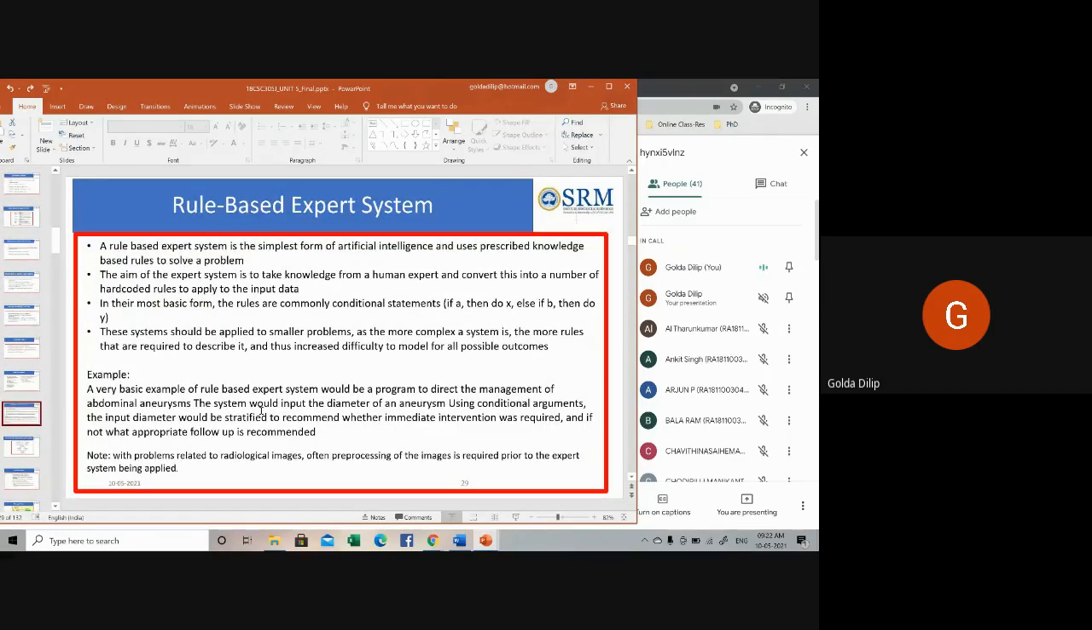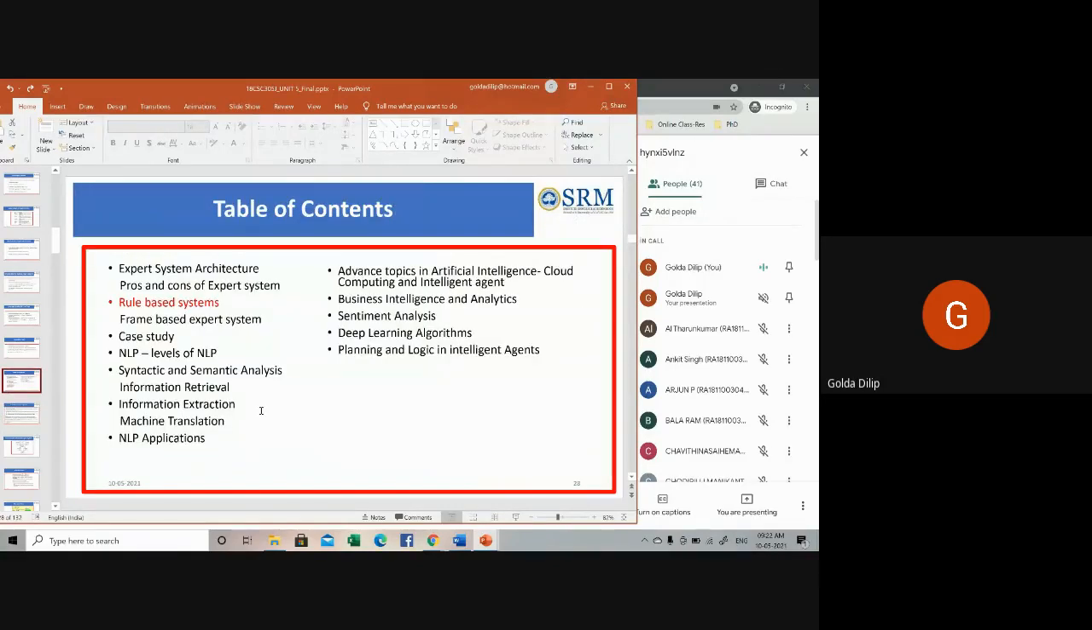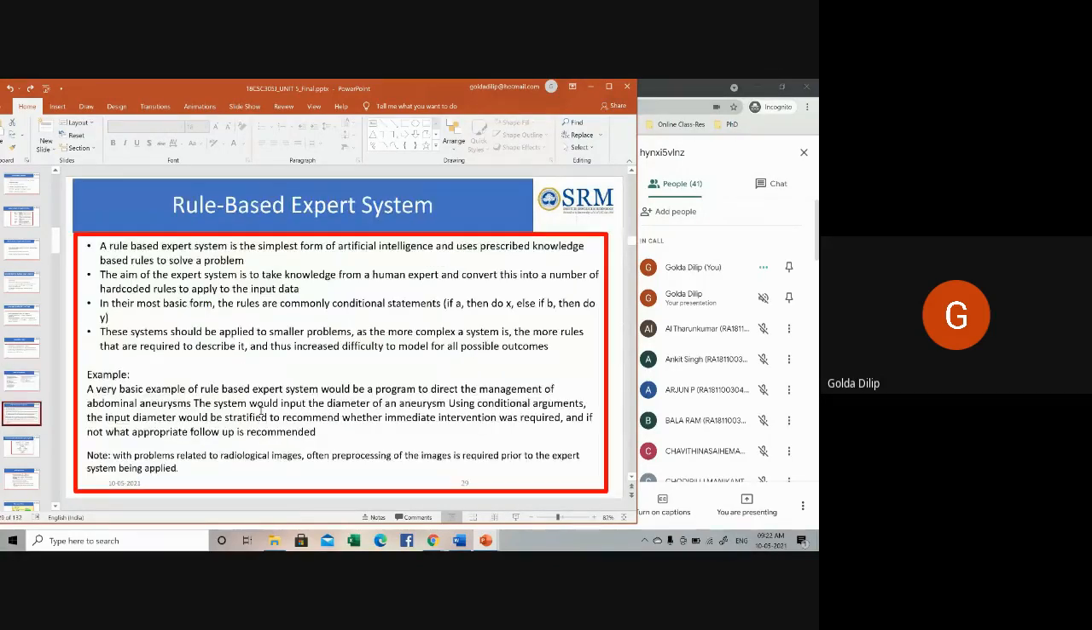We have basically two important types of expert system. One is the rule-based expert system, and another is the frame-based expert system. First, coming to the rule-based expert system: it consists of rules, that is, your if-then rules. Then it will have a set of facts. Then maybe your shell or the interpreter, which has all the other architectural components.